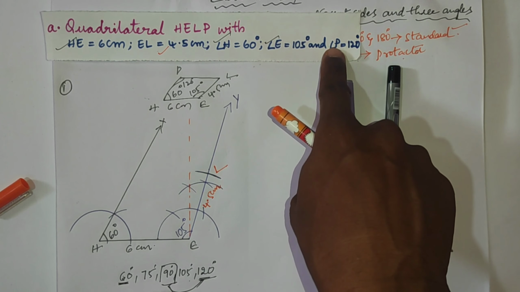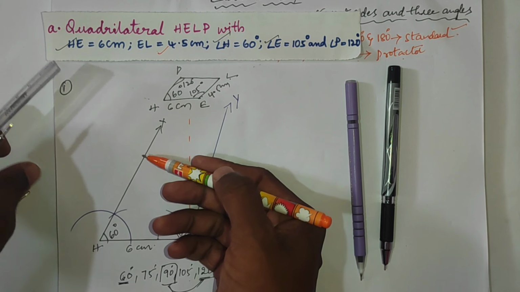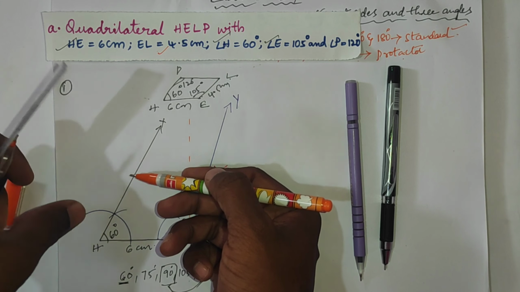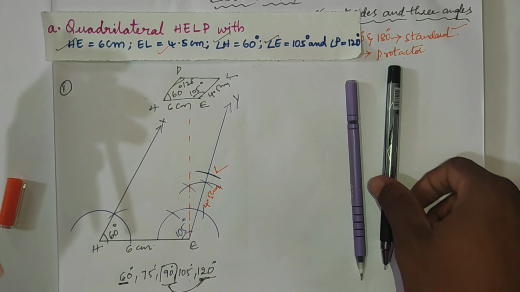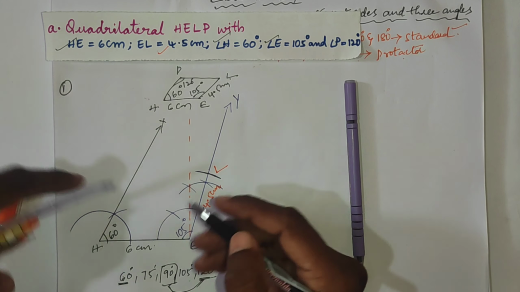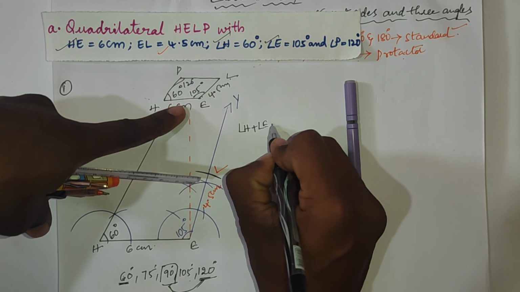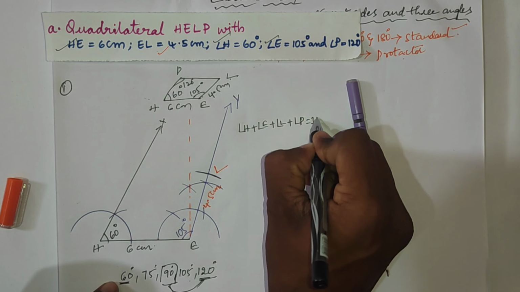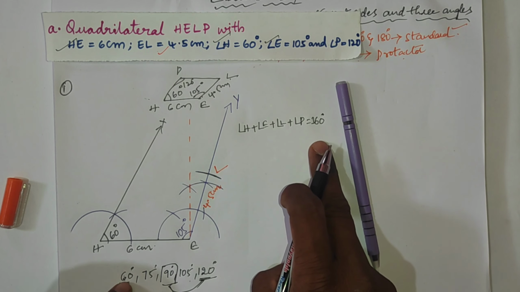Now what is the last one? Angle P is equal to how much? 120 degrees. But see, is any sufficient length given for H to P, or L to P? Not given. So we can't construct 120 here. But we know that the sum of angles in a quadrilateral is equal to 360 degrees. That is, angle H plus angle E plus angle L plus angle P is equal to 360 degrees.